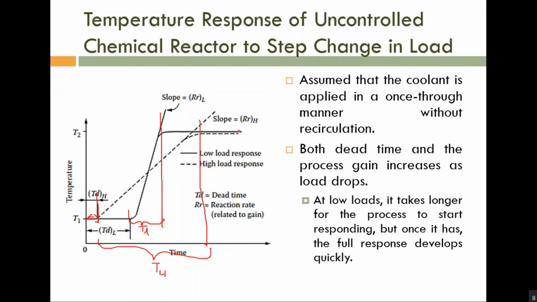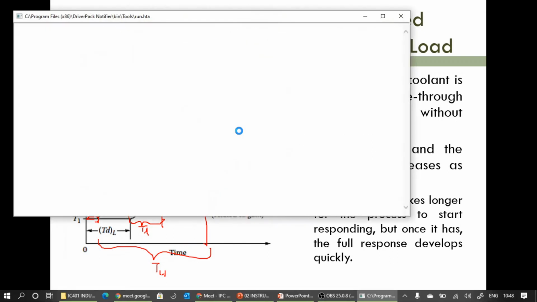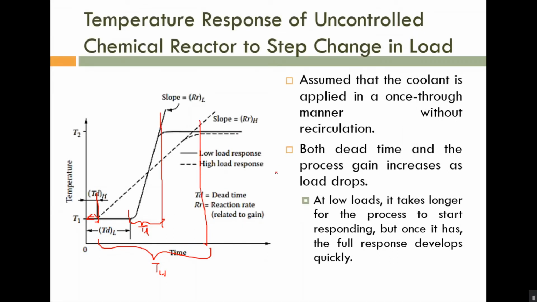If we use open loop tuning, initially we note two important parameters. One is the delay, that is L, the lag, capital L, here that is the dead time. And the second one is the response time, capital T. So we use the response time and the lag time for tuning.